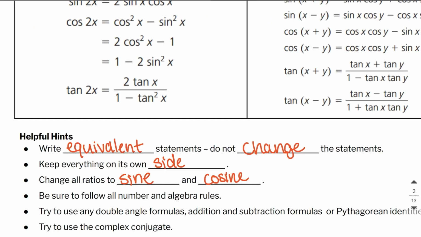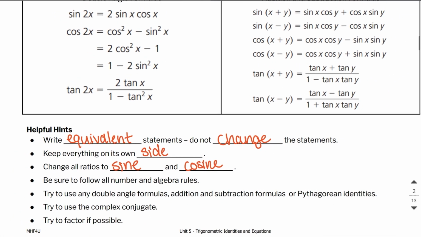So if you remember, we have to write equivalent statements and don't change the statements. We're not going to do any type of operation that is not just multiplying by 1. You have to keep everything on its own side. So everything on the left side stays on the left side. Everything on the right side stays on the right side. It's a strong suggestion to change all ratios to sine and cosine. It's not necessarily always going to be helpful, but quite often it will be helpful. Make sure to follow all number and algebra rules.